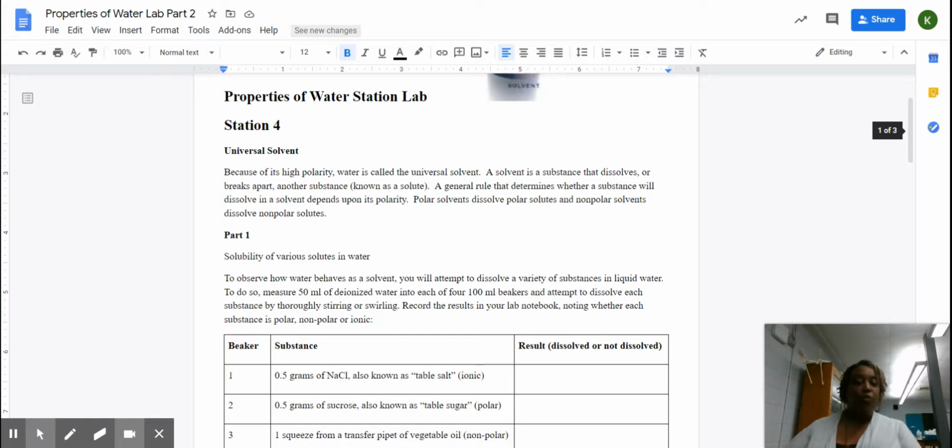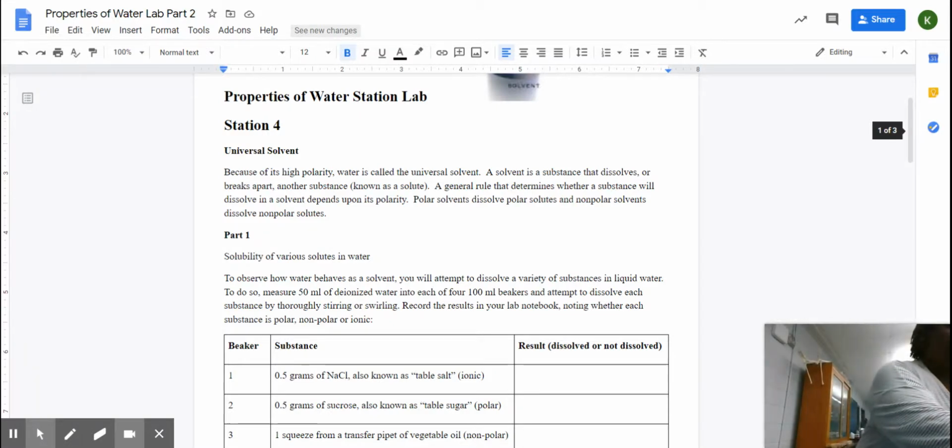So it says Part 1, solubility of various solutes in water. We're going to observe how water behaves as a solvent. We're going to attempt to dissolve a variety of substances in liquid water. And to do so, we're going to measure 50 milliliters of water into a 100 milliliter beaker. Actually, I don't have any 100 milliliter beakers right now in the lab, but I have a 250, so we're going to use that. That's my 250 beaker. So I'm going to put water in here, 50 milliliters.